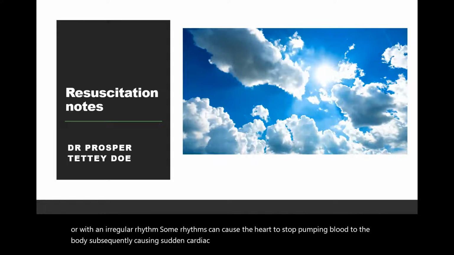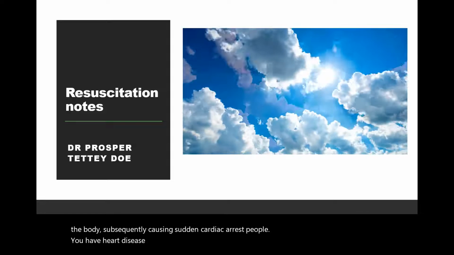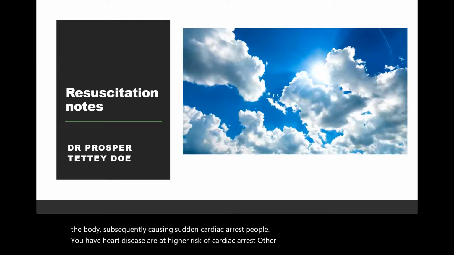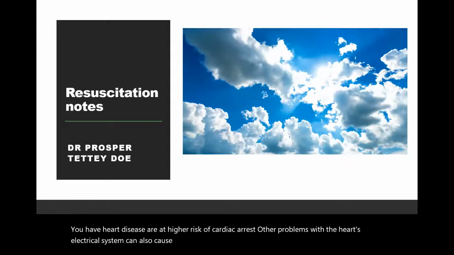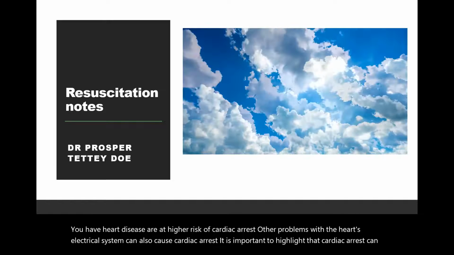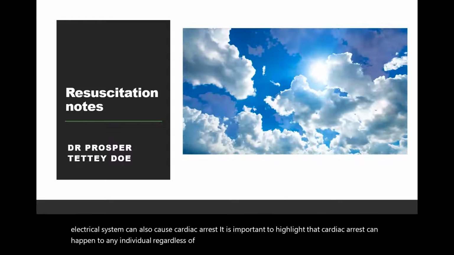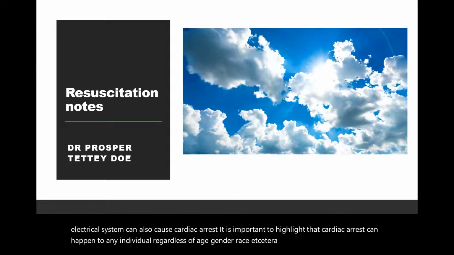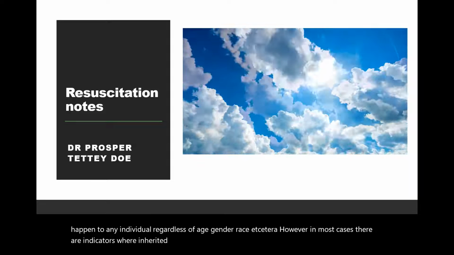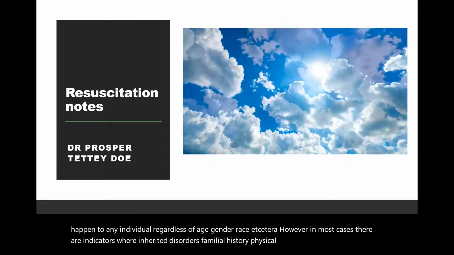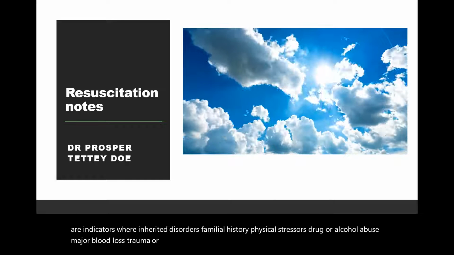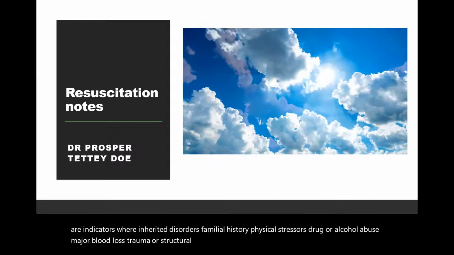People who have heart disease are at higher risk of cardiac arrest. Other problems with the heart's electrical system can also cause cardiac arrest. It is important to highlight that a cardiac arrest can happen to any individual regardless of age, gender, race, etc. However, in most cases there are indicators, where inherited disorders, familial history, physical stressors, drug or alcohol abuse, major blood loss, trauma or structural changes in the heart can increase the incidence of such cardiac events.